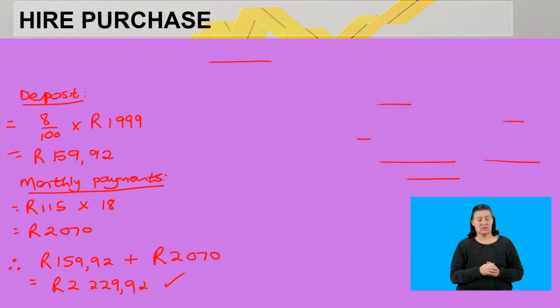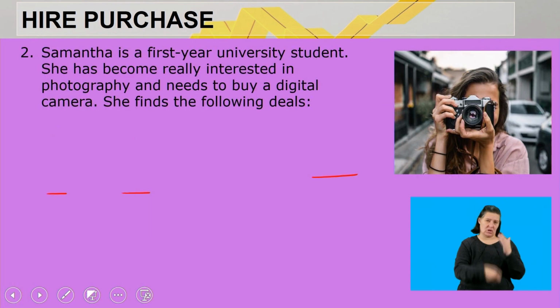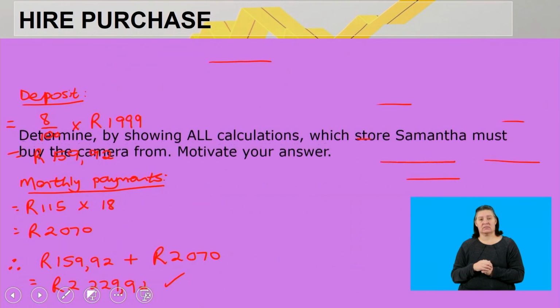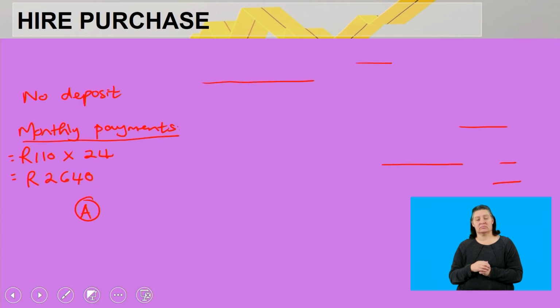Now, it's very important that you have to conclude, right? It says, determine by showing all calculations which store Samantha must buy this camera from, and now we have to motivate our answer. Okay, now let's do that final part. If you look, we indicated that store A, and if we go back, we'll see what they used to charge, right? There it is, the 2,229 Rand and 92 cents. That is what store A will charge, right? Now we look at store B. So I'm going to write that down.